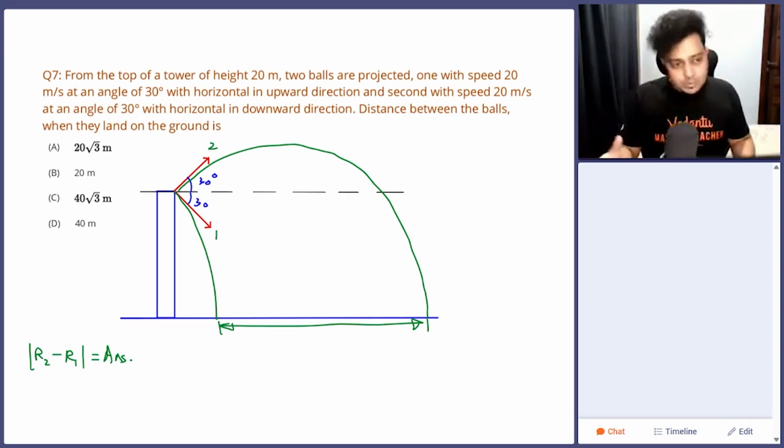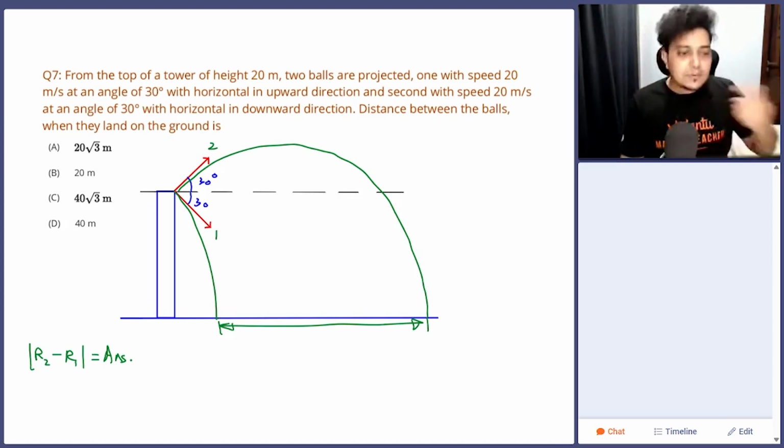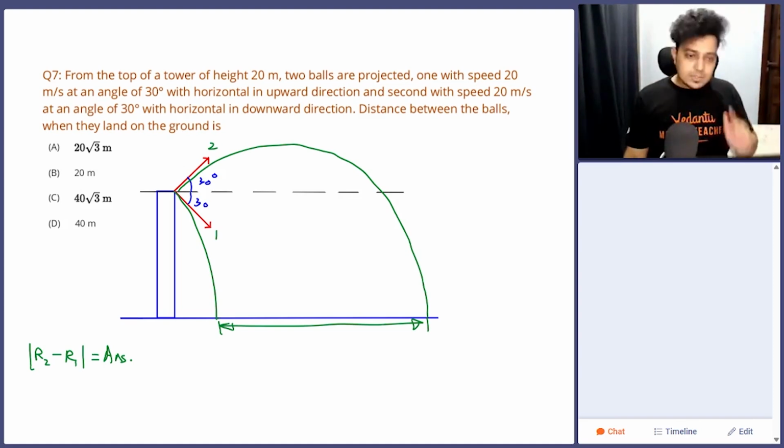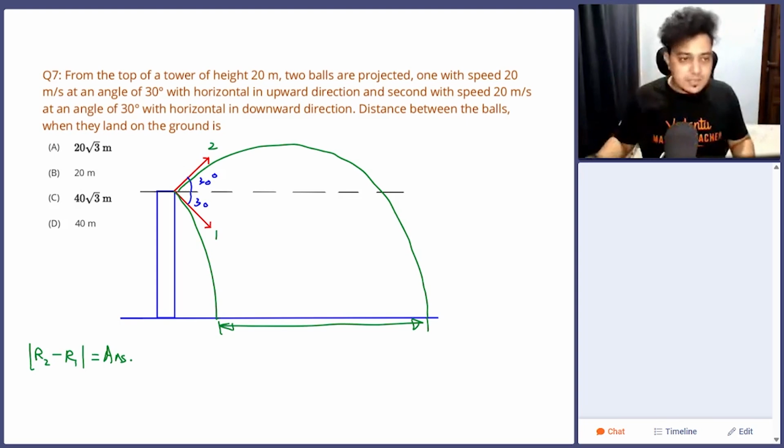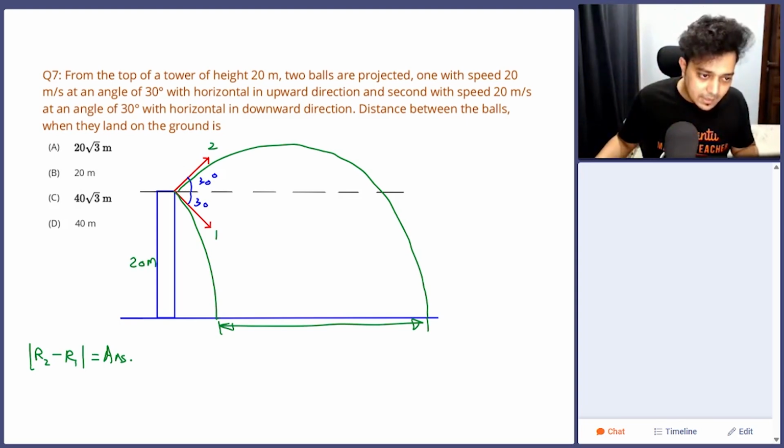But that will be a lengthier approach because we have to resolve vectors, then study the x direction and y direction, then calculate time, and from that you will get the displacement in the x direction. Same for the other part. So there will be a decent amount of calculation where you have to resolve each vector and solve the x direction and y direction separately. Tower height is given. We will use that in the calculation.